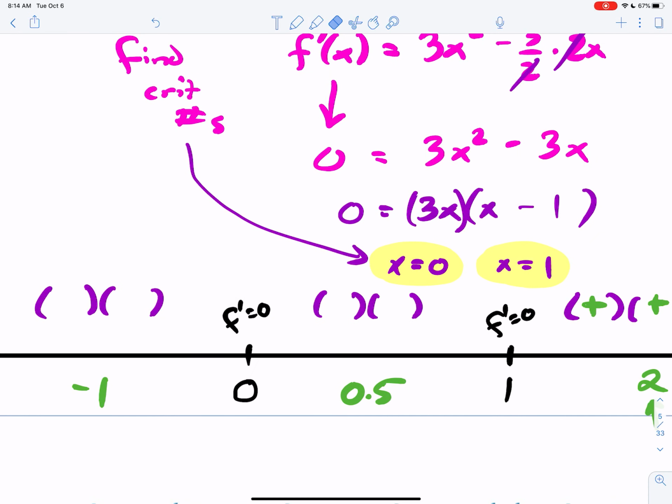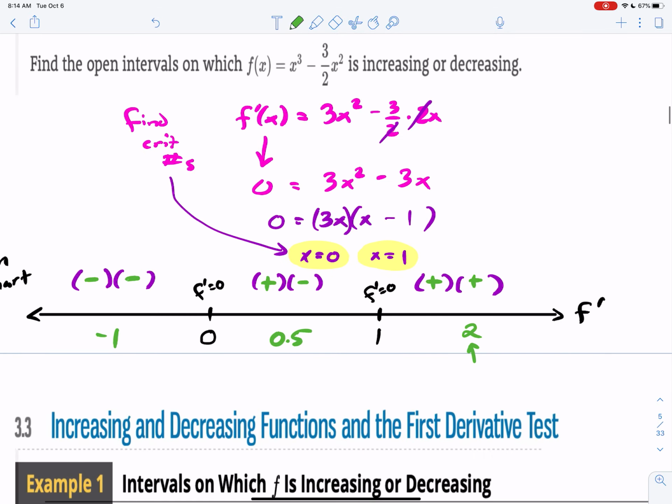And then press play when you're ready. So if you did this right, if you plugged in 0.5, you should have gotten positive, then negative. And if you plugged in -1, you should have gotten negative, then negative. Watch out for your signs, you guys, okay?